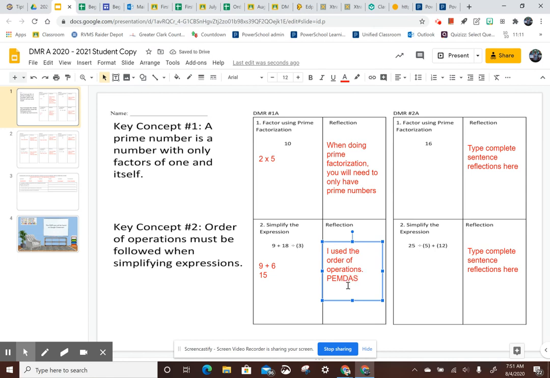Okay, and that's how you do it. Tomorrow you'll do this again, day by day, and so on and so forth. And I will put the answers under DMR.